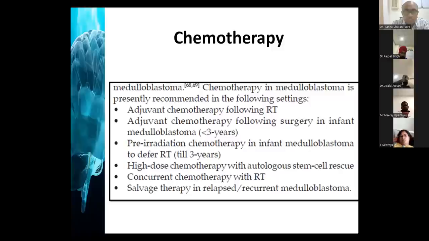Chemotherapy is needed as adjuvant chemotherapy following RT, and as adjuvant chemotherapy following surgery in infant medulloblastoma less than 3 years. Pre-irradiation chemotherapy in infant medulloblastoma is used to defer RT till 3 years. High dose chemotherapy with autologous stem cell rescue, concurrent chemotherapy during radiation, and salvage therapy in recurrent medulloblastomas. So these are the needs of chemotherapy in medulloblastoma.